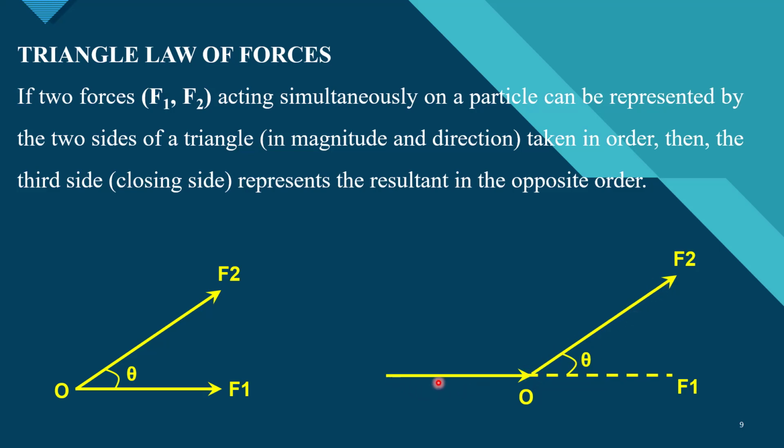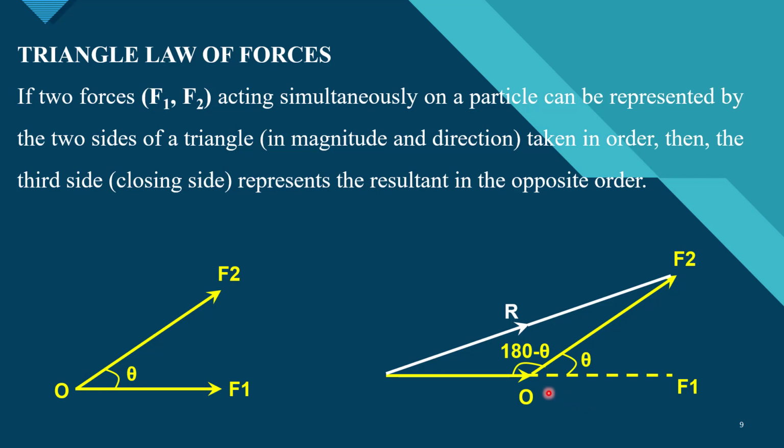So here you can see a flow, right? This is moving in the anti-clockwise direction, so that is taken in order. If we represent these two forces like this, then the third side or the closing side represents the resultant force in magnitude and direction in the opposite order. Here the forces are acting in the anti-clockwise direction. The resultant is acting in the clockwise direction. So this is triangle law of forces.